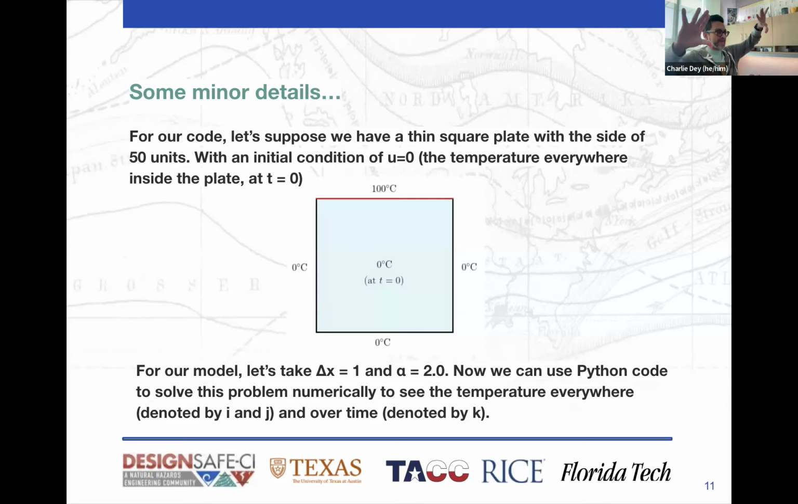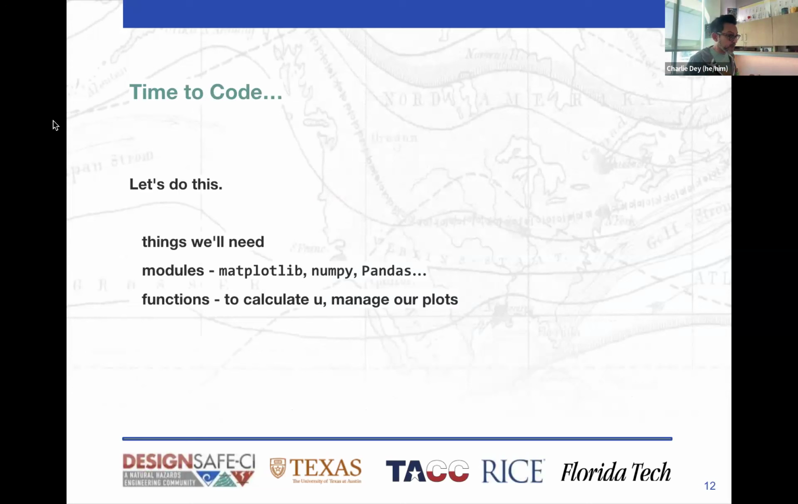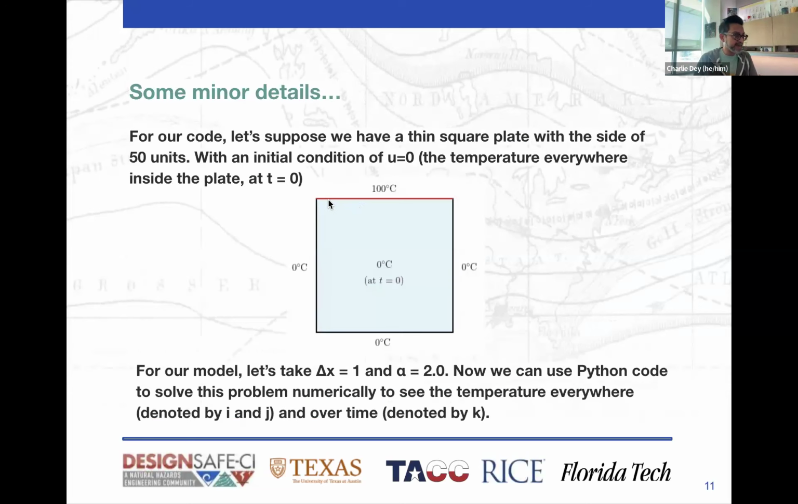This is what things are going to look like. So here's our final, everything coming together. There's our plate. I'm going to say this edge right here of my plate is going to be 100 degrees Celsius, and everywhere else is going to be 0. So everything else is going to be ice cold. So at t equals 0, everything is ice cold except that top edge, which is going to be at 100 degrees Celsius. Now for our model, just to make life easier, I'm going to take a delta x value of 1, an alpha value of 2, and see if we can code this up in Python.